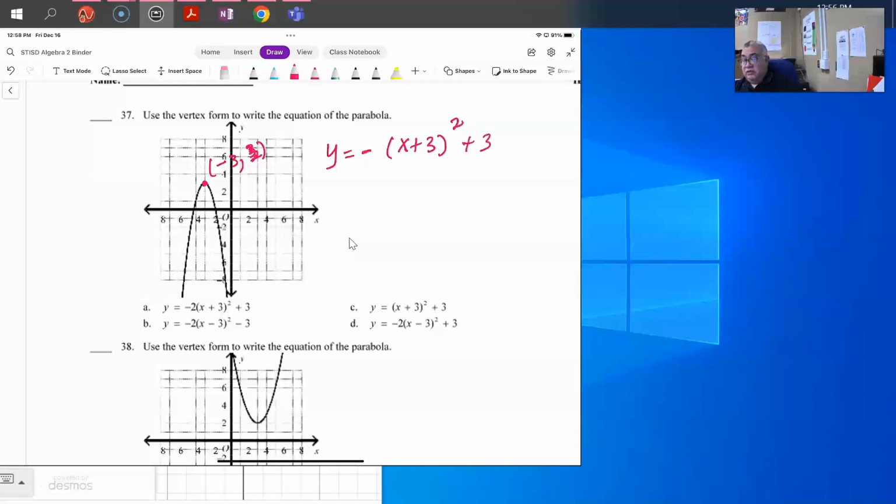So we know that it's either going to be C, oh no, C is going to be wrong because there's no negative, so it's going to be A, B, or D. And we know that it's getting narrower, so it's being affected by a factor of 2. So it's going to have to be A.